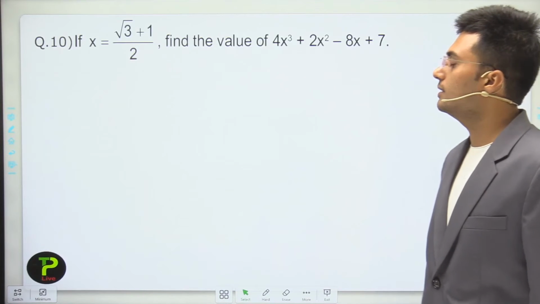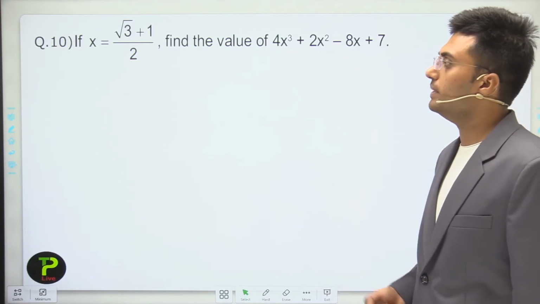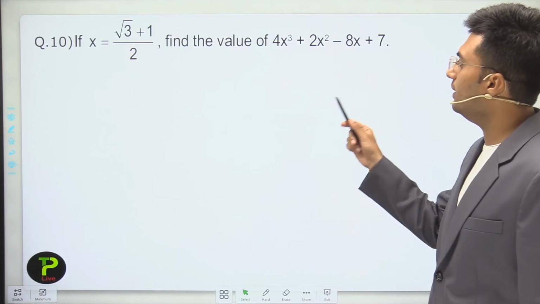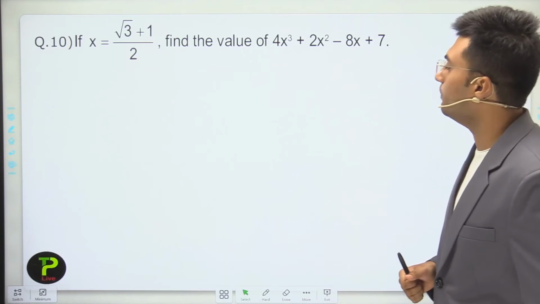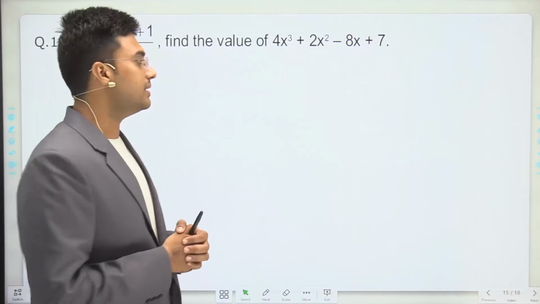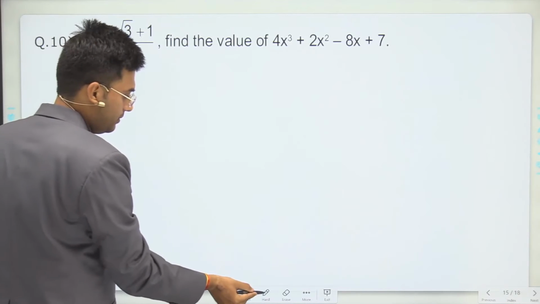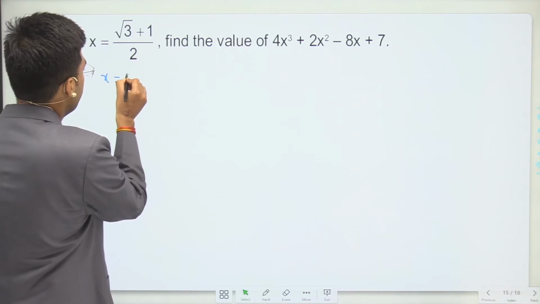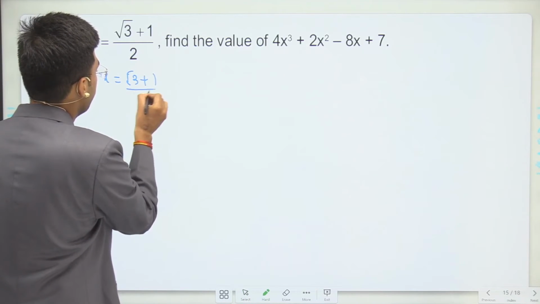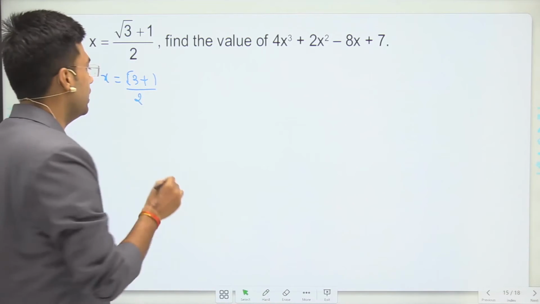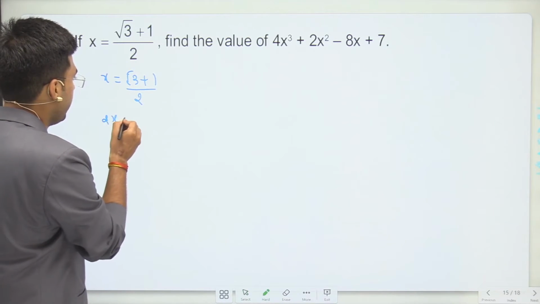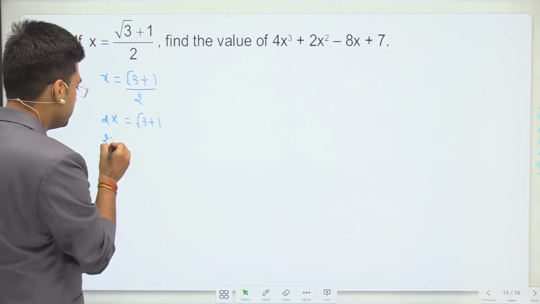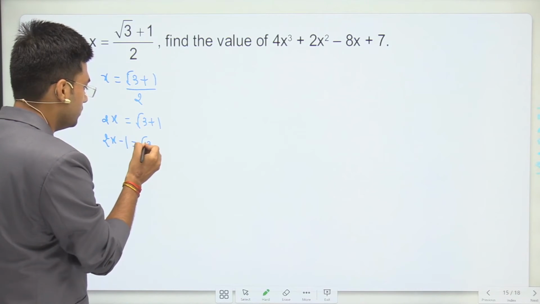The next question is, if x is equal to root 3 plus 1 divided by 2, find the value of 4x cube plus 2x square minus 8x plus 7. So let's start. X is equal to root 3 plus 1 divided by 2. Now we can write it as 2x is equal to root 3 plus 1, or we can write it as 2x minus 1 is equal to root 3.